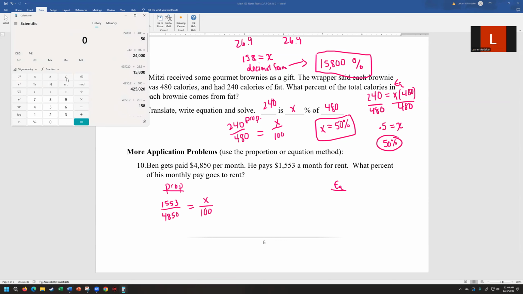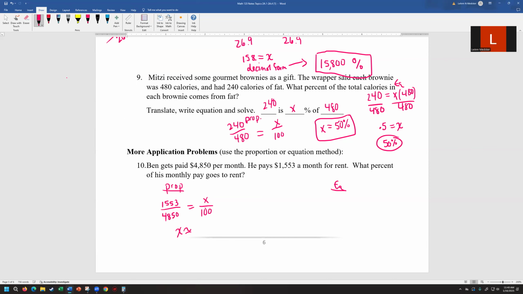Let's just see if we can solve it. So 1,553 times 100, and then we'll divide that by the number that's across from X. We're going to round this to a whole percent since they didn't specify. So that's going to be 32%. So he's paying 32% of his monthly income on his rent.